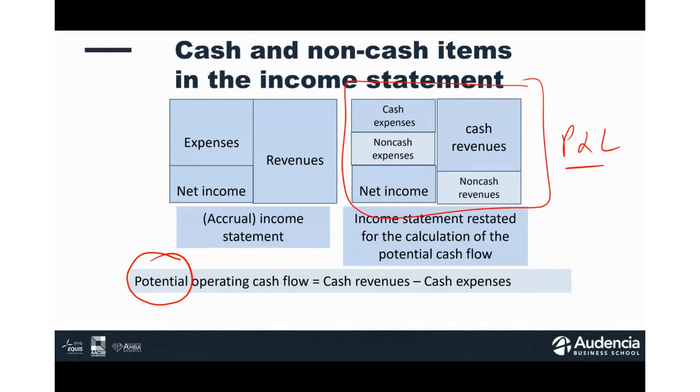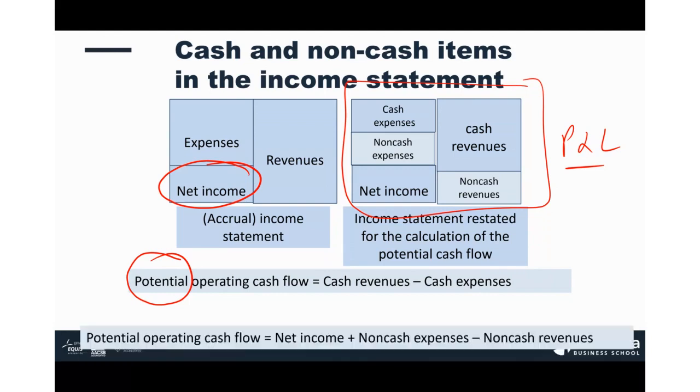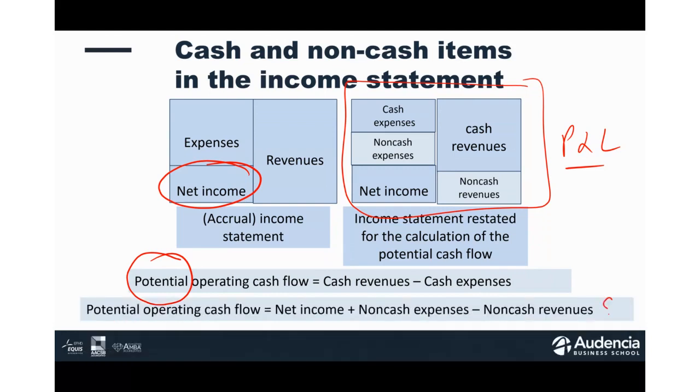So it's only potential. With the indirect methods, we have already the net income. From the net income, we want to come back to the potential operating cash flow. So we want to exclude the non-cash expenses and non-cash revenue. So step number one in the indirect methods: from the net profit, we eliminate the non-cash expense. It was a minus in the calculation of the net income, so now it's plus, and minus non-cash revenues. So don't forget, what is important here is the starting point.